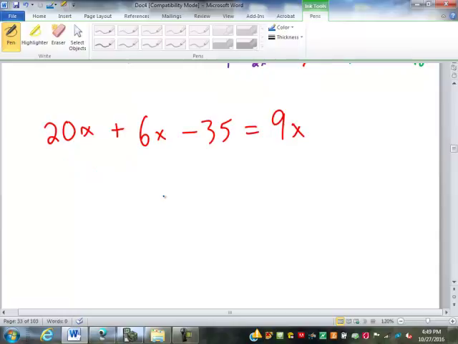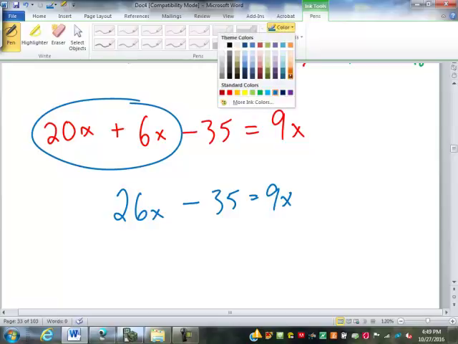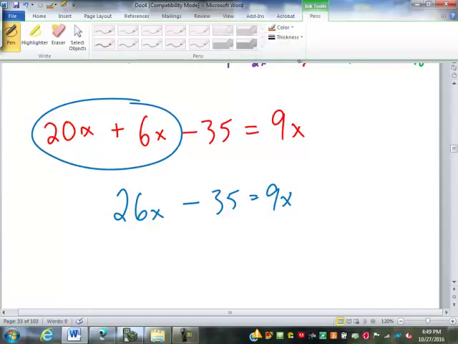What are we going to do? Combine 20x and 6x, make 26x minus 35 equals 9x. Now we have to get rid of one of the x's since we have an x on each side. We normally go after the smaller one, which is the 9x. In this case, I would say I'd probably subtract the 26x because there's nothing over there with the 9x, but let's stick to form. We'll get rid of the smaller one, the 9x. We're going to subtract 9x. What's left over there? Nothing, so 0. We have to remember to put that 0 in there.